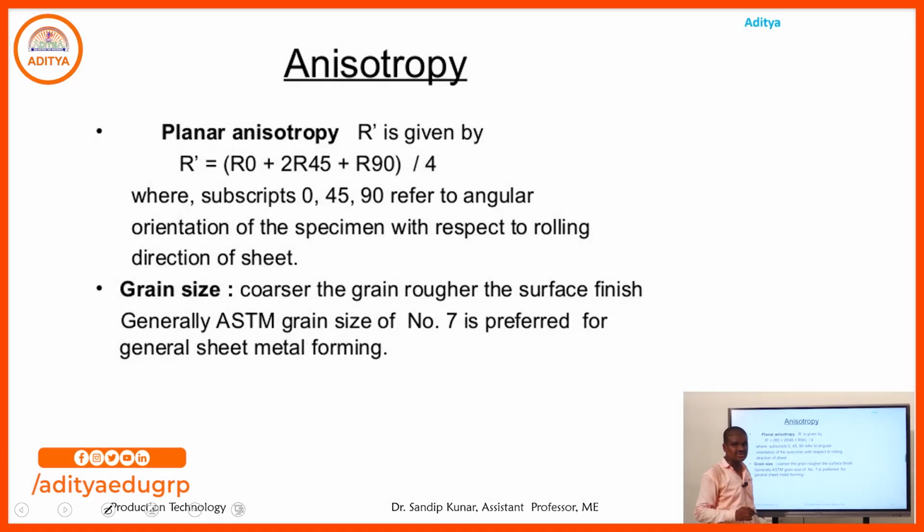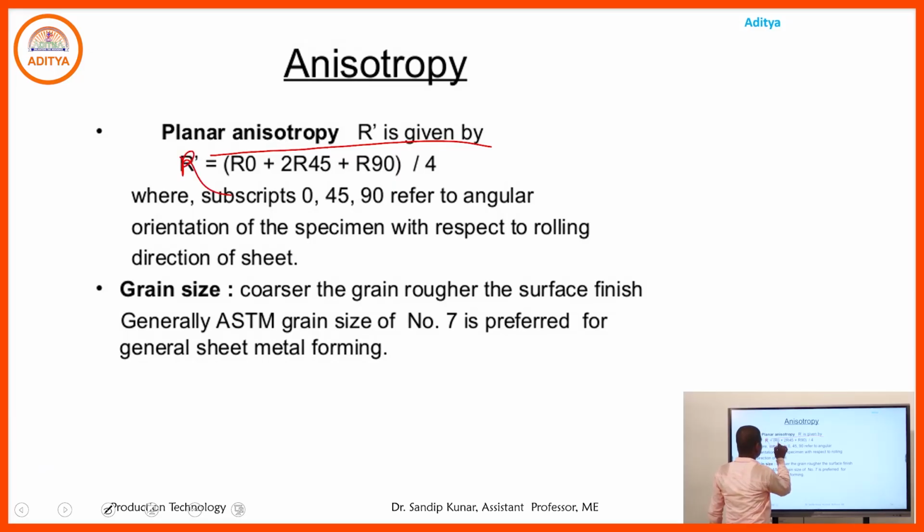Planar anisotropy is given by R equals (R0 plus 2R45 plus R90) divided by 4. Here the subscripts 0, 45, 90 refer to the angular orientation of the specimen with respect to the rolling direction of the sheet.